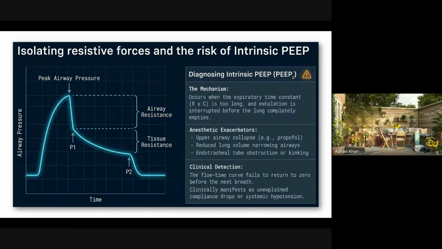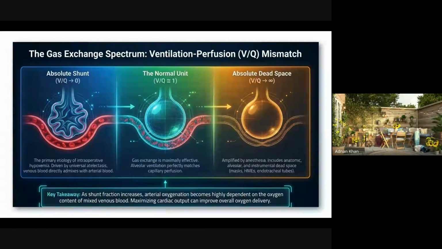Keep in mind three most important things that are related to this slide. If you have high peak airway pressure and normal plateau pressure, you must think about airway problems like bronchospasm, secretion, and tube kinking. But if you have high peak airway pressure and high plateau pressure, then you must think about a compliance problem, that is atelectasis, one lung ventilation, and pneumothorax. Another is if there is a flow time curve that is not returning to zero, then you must think about the intrinsic PEEP or auto-PEEP.